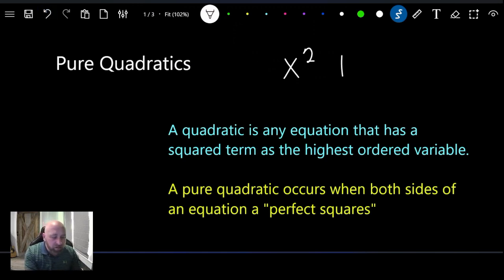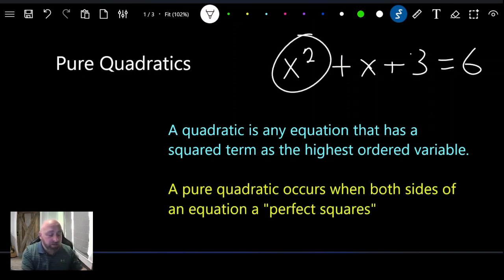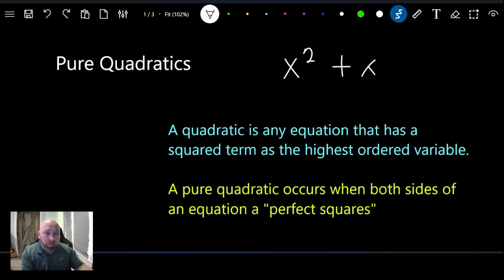So we could have x squared plus x plus 3 equals 6. That would be a quadratic because the highest ordered term is the squared term. So anything where the highest order is the squared term would be considered a quadratic. All right, so now what does this mean when it says pure quadratic?